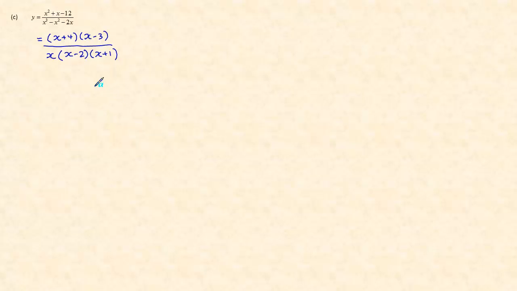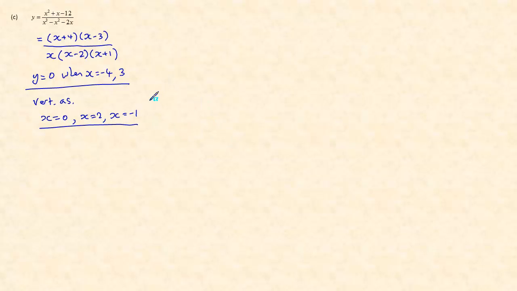Now, if we look at the top, y is equal to 0 when x is equal to negative 4 or 3. So that gives us x-intercepts. We can't have x equals 0 because of the bottom here, but we can see that we have vertical asymptotes: x equals 0, x equals 2, and x equals negative 1.